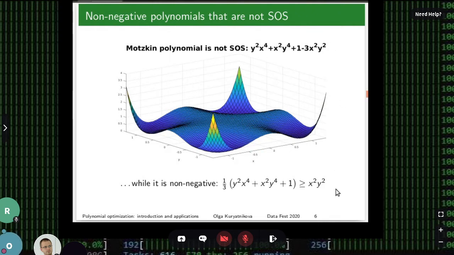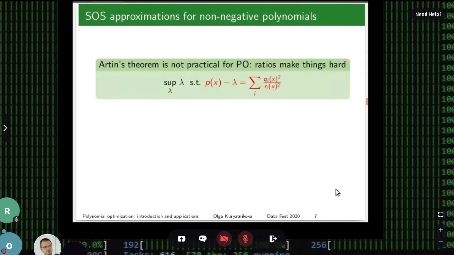So there exist polynomials which are not sums of squares and which can be not so easy to approximate by sums of squares. Therefore, in the perfect case, what we would like to do is we would like to replace our p of x minus lambda non-negative by p of x minus lambda is equal to sum of squares of ratios. And we can deal with the denominator, rewriting it using semi-definite matrices. We can deal with the numerator, rewriting it as a sum of squares of semi-definite matrices. But then we have a ratio of semi-definite matrices.